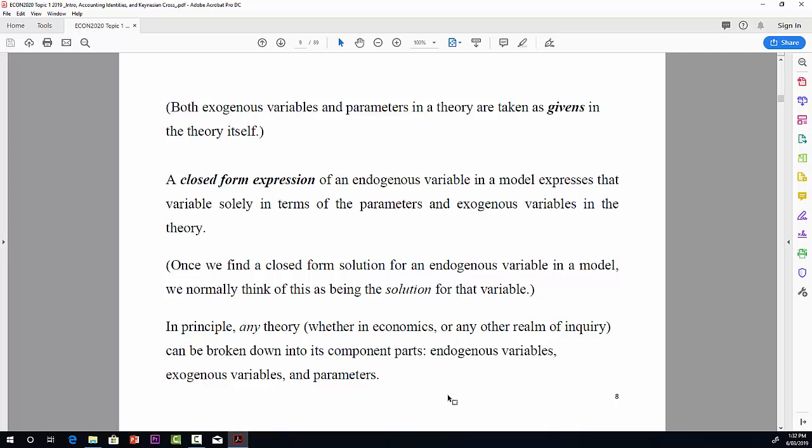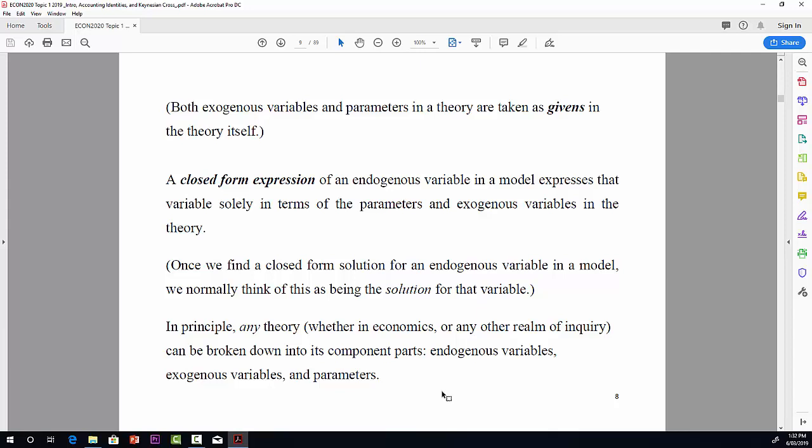Now, so both exogenous variables and parameters in any theory are taken as givens in the theory itself. And you'll see in the examples I give you, and for example, the assignment, there'll be particular numbers for the exogenous variables and parameters. And then you have to work out the endogenous variables, in particular output, but other variables as well, as a function of those exogenous variables and parameters.